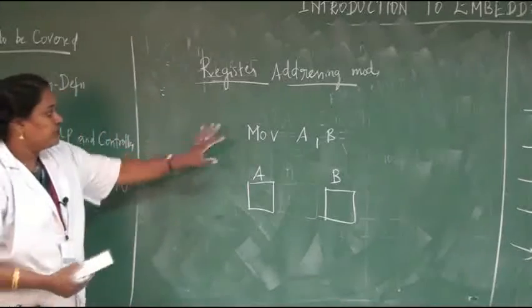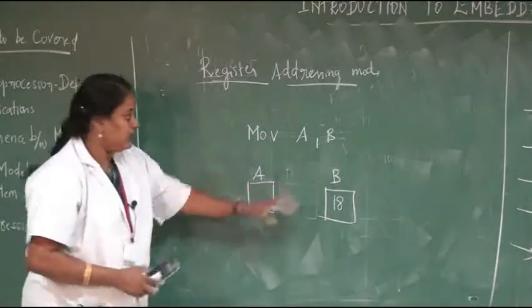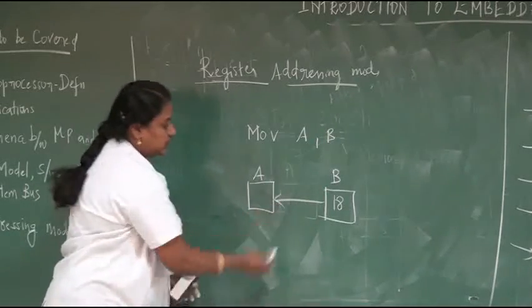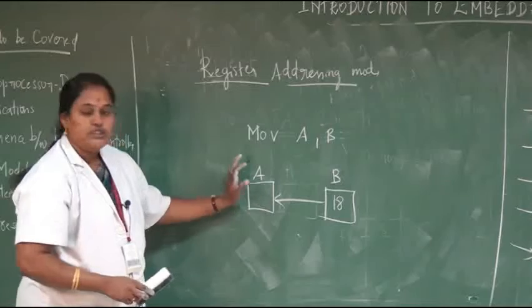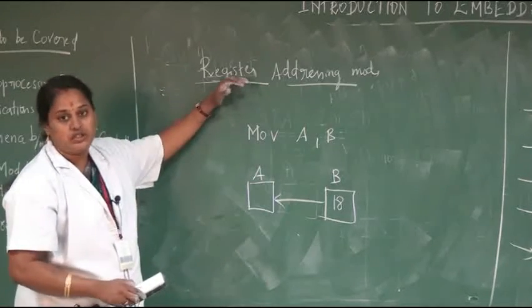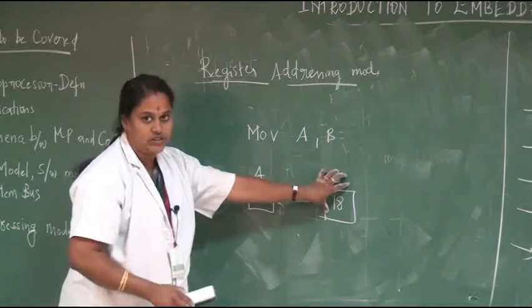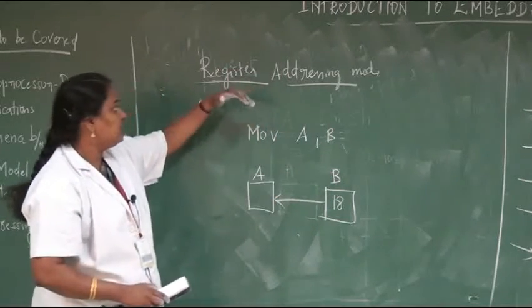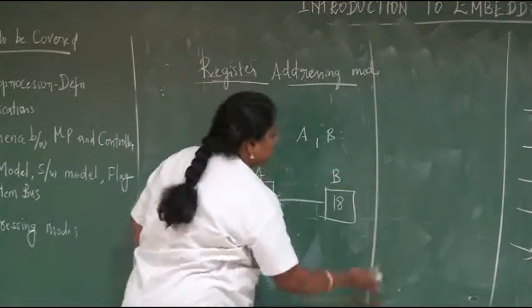So after executing the instruction, the data available at register B is moved to register A. Both the source operand and the destination operand are registers. So that's why we refer to this as register addressing mode. The data to be operated on is available within the register. That's why we refer to this as a register addressing mode.